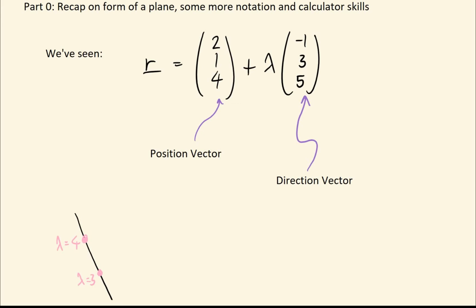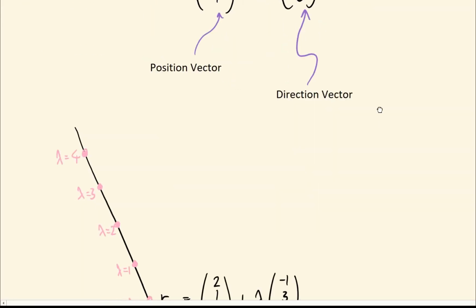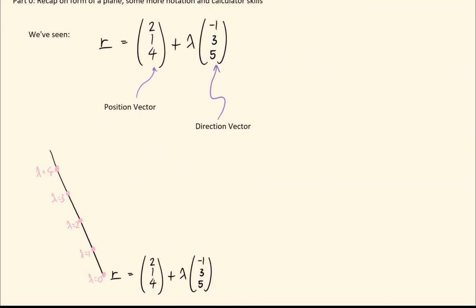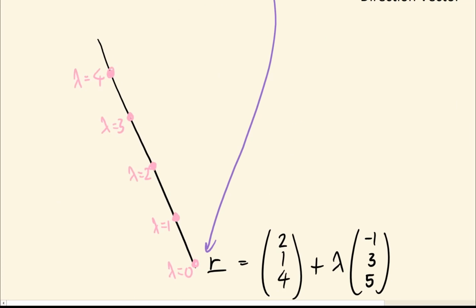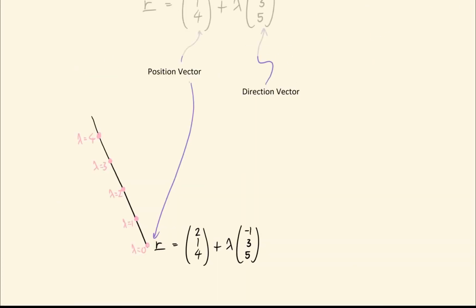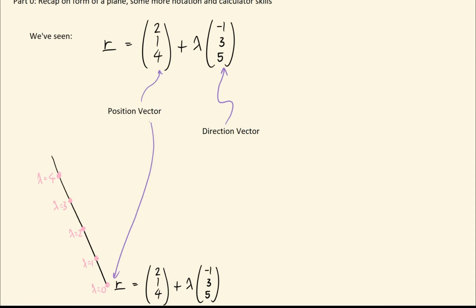First, some recap. We've basically seen this form for a line, where we have a position vector, which I almost think of as a start point of 2, 1, 4, and this is a direction vector. As lambda changes, we go in the direction of this vector. On my crude sketch, you can see as lambda increases, you're getting further and further away from that start position. It's also worth mentioning, because I haven't done it explicitly yet, that R represents any point.